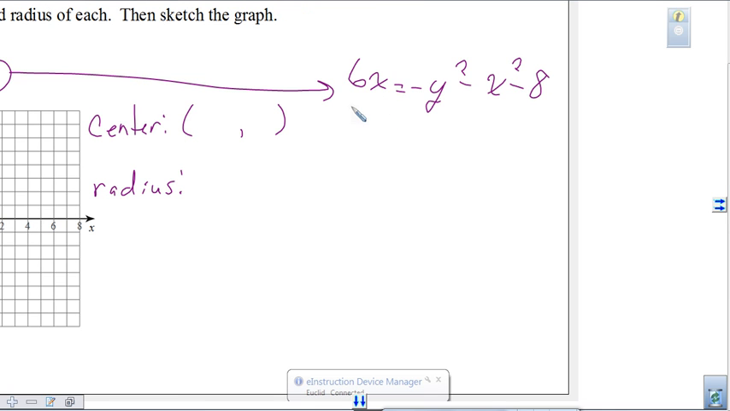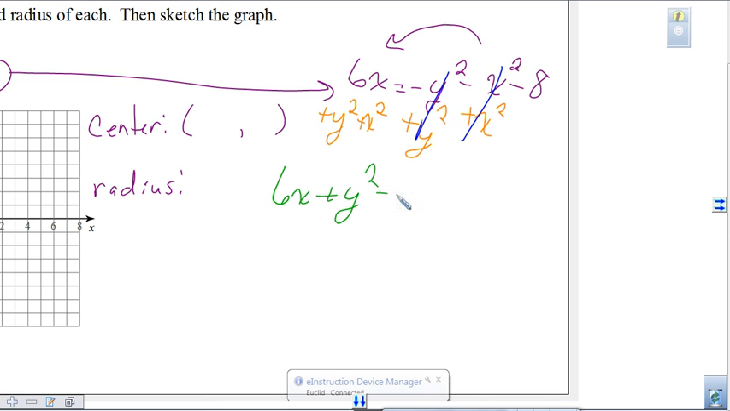Okay. So we want all the variables on one side, all the numbers on the other side. And you want x and y squared to be positive, and since they're negative right now, we're going to move them to the left. You're always going to end up wanting them on the left side. To move this to the other side, I would have to add it. To move this to the other side, I would have to add it. And the number's already there, so we don't have to do anything. So if these two will cancel out, I've got 6x plus y squared plus x squared equals negative 8.